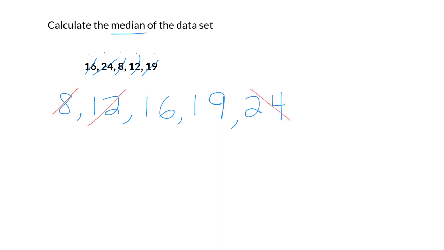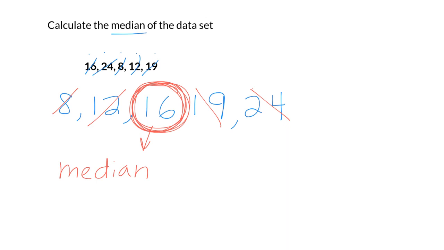Low, high, low, high. Because we have 5 values, or an odd number of values in our data set, we are going to be able to find that middle number without having to do that addition and then division to find the middle of the 2 middle numbers. So this problem is pretty easy. I can easily see that our median, or our middle value of an organized data set, is 16.